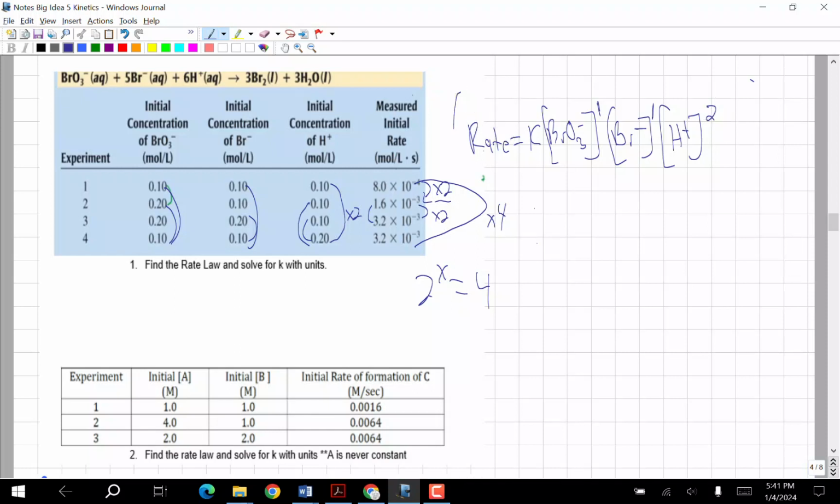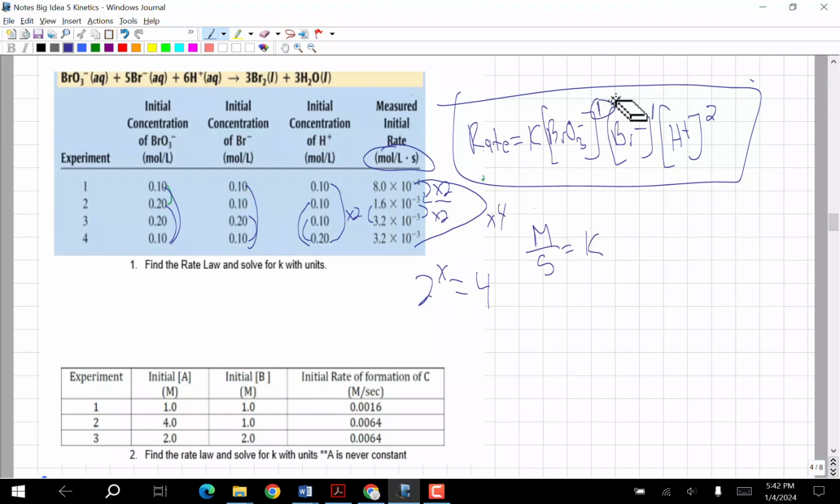Find the rate law, and solve for K with units. So notice how this is moles per liter per second. I like to make that molarity per second, equals K times molarity, molarity, molarity squared. Molarity and molarity and molarity squared, down to the 4th. So I'm going to cancel these out. I'm going to have K equals 1 over molarity cubed seconds, which could also be K equals molarity to the -3rd, seconds to the -1.